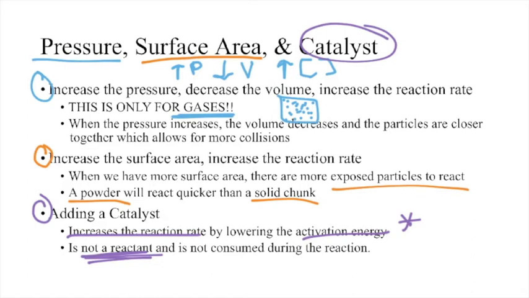But at the end of that reaction, you're still going to have the same amount of catalyst left because it's not used during the reaction. So just keep in mind that a catalyst is not a reactant. It's not used during the reaction, and it's still going to be there at the end, but it makes the reaction rate go faster, right? So concentration, pressure, surface area, temperature, and type of reactant. Those are our 6 factors, and a catalyst. Those are our 6 factors that affect the reaction rate.